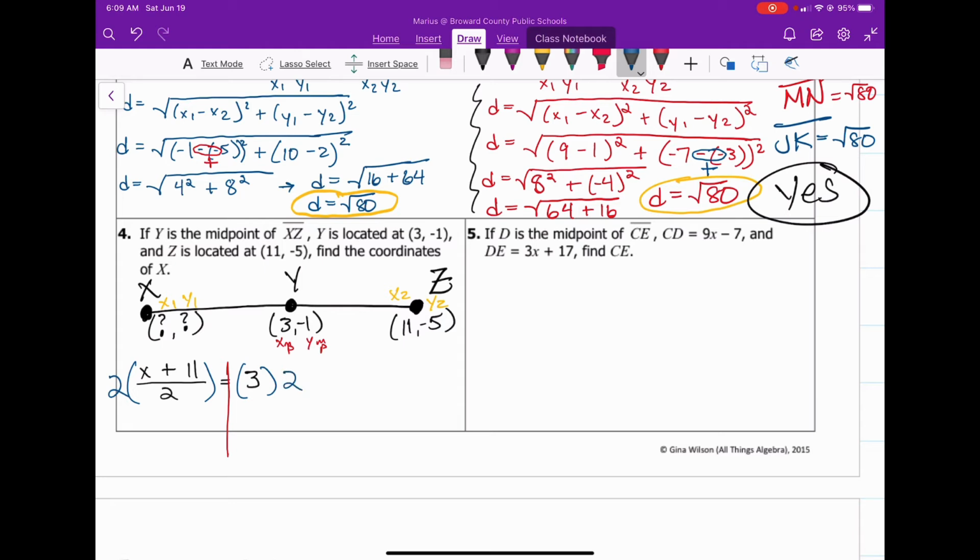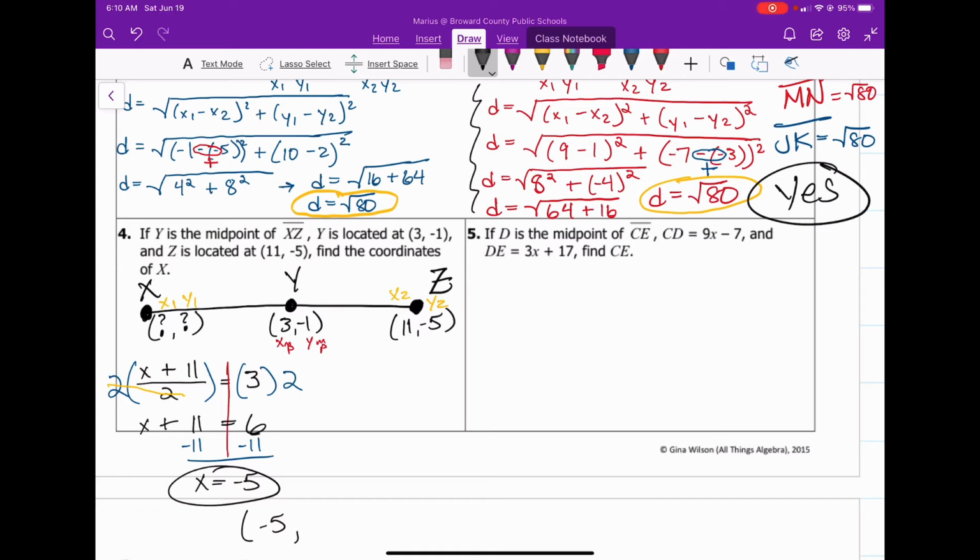That gets rid of the 2 as the denominator, right? And we're left with x plus 11 equals 6. And then we subtract 11 from both sides. And that's going to give us x is equal to -5. So there's one of our coordinates, -5.